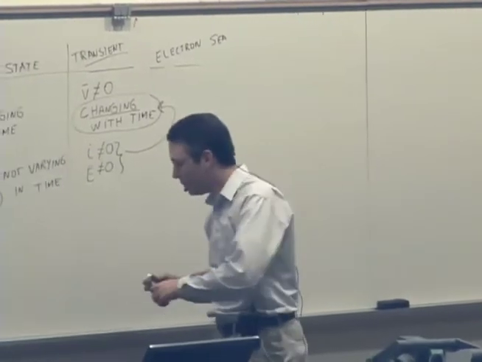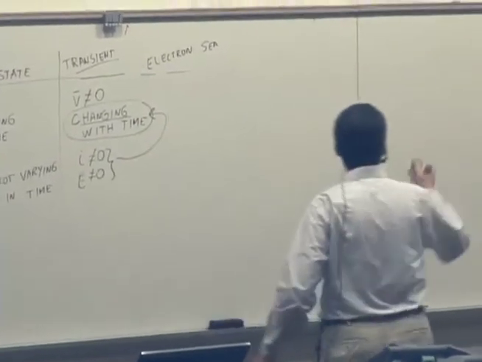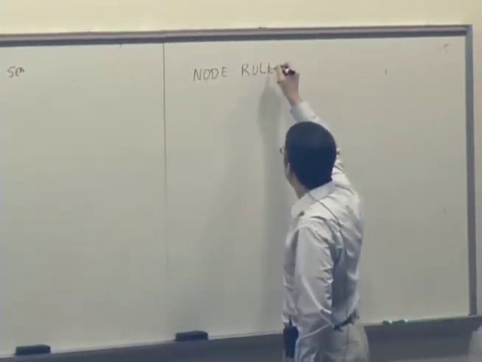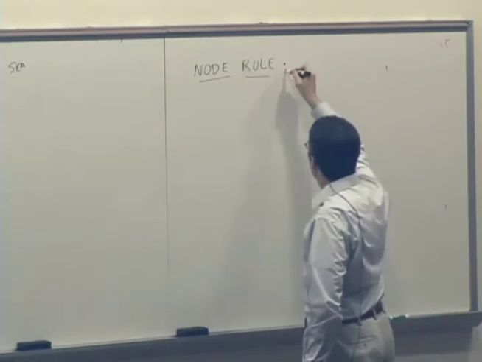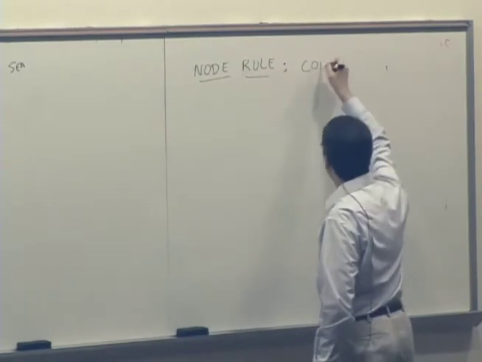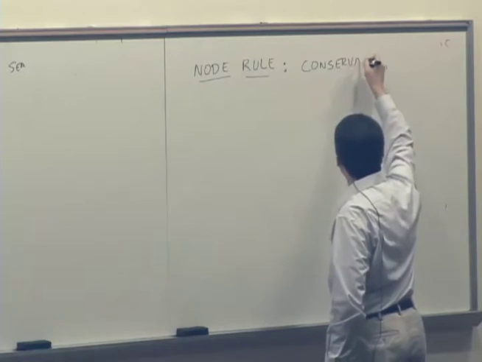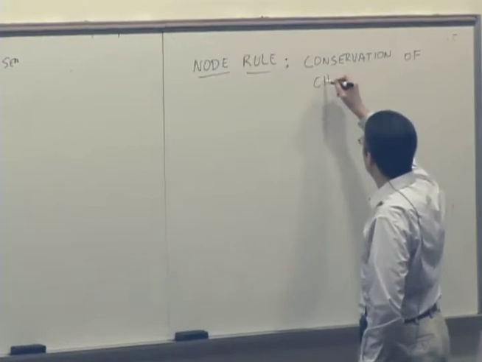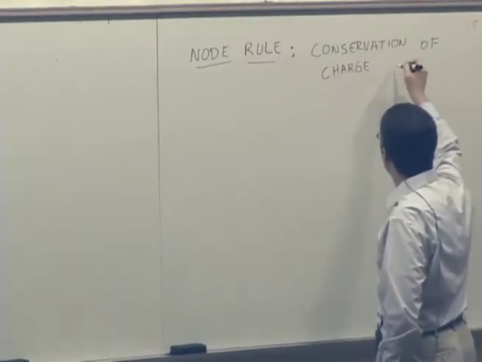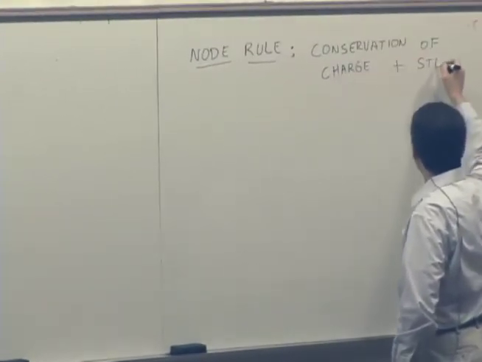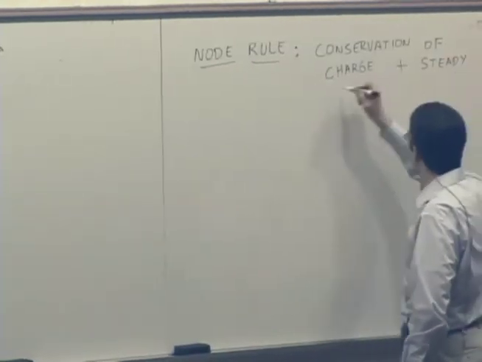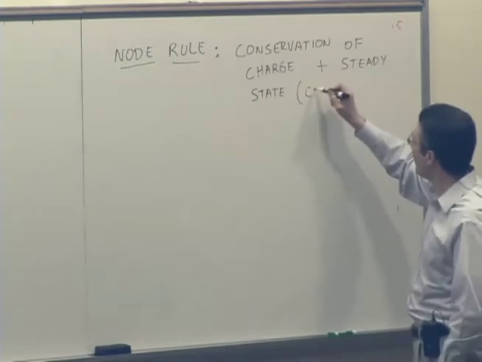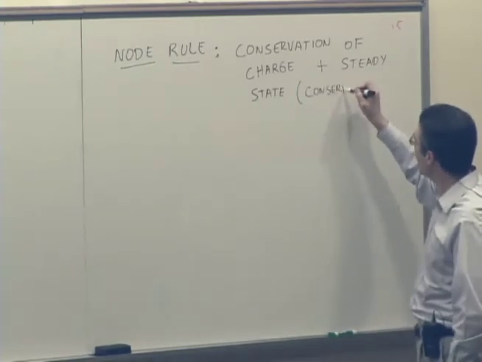And this is something called the node rule. But it's really just an expression of conservation of charge plus the fact that we're in a steady state. Okay. You could think of this as sort of a conservation of current rule in that sense.